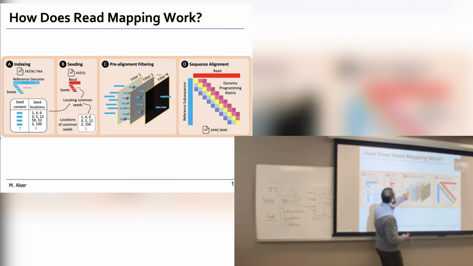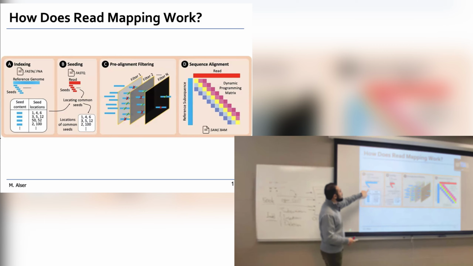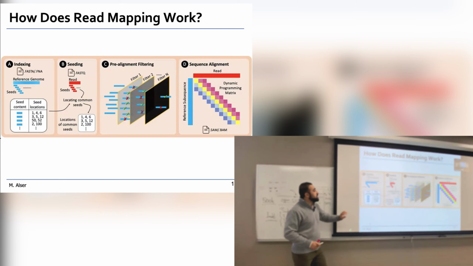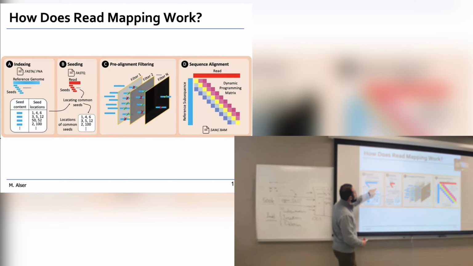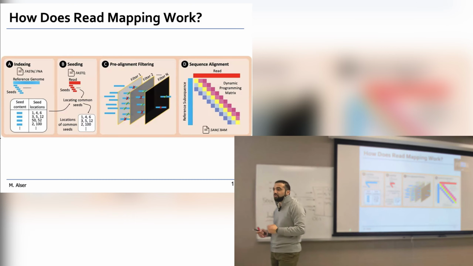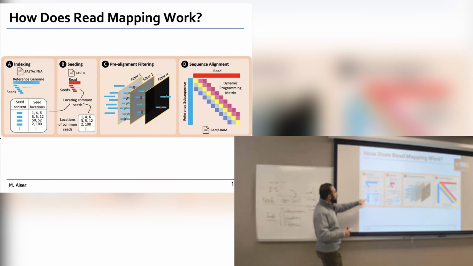Step C. No, those are not seeds. Those are the sequences. Those are longer than the seed. So we got the query, which is the read. We got the reference genome. We extract some seeds out of them, and then we try to match them using the hash table. Let's say we got 1 and 3 and maybe 2 matching between the read and some location in the reference genome, probably here because we have 1, 3, and 2, right? So we have 3 seeds matching between the read and the reference, right?